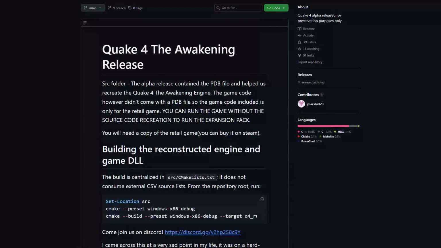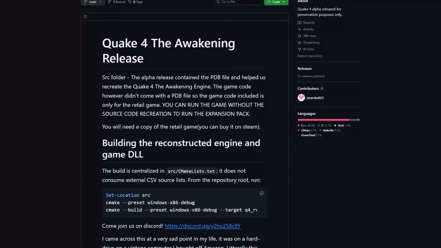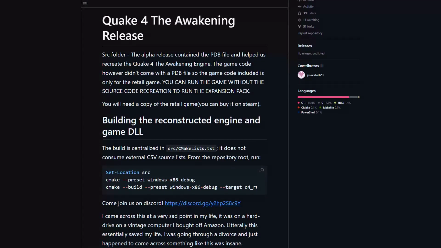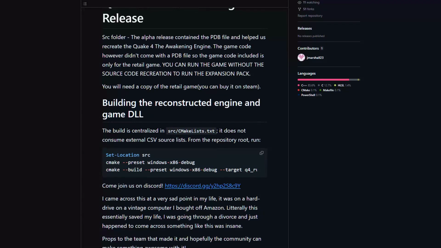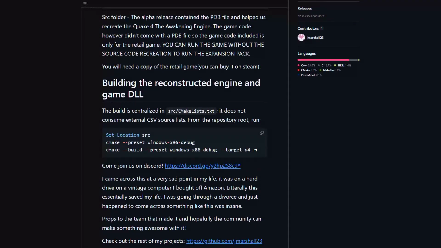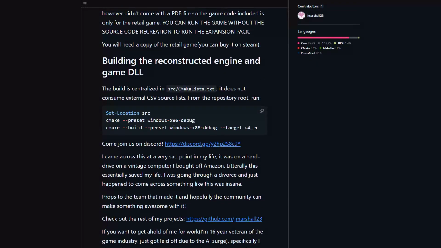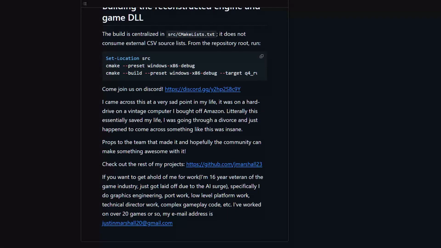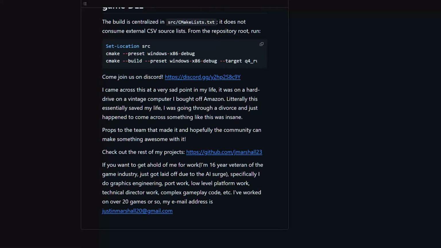Creator Justin Marshall, a 16-year game industry veteran known as Ice Cold Duke, stumbled across these files on an Amazon vintage PC purchase during a pivotal moment in his life. The Alpha hard drive contained invaluable PDB files, enabling him to systematically reconstruct the engine binaries into GPL C++ source code. While you still need a copy of Retail Quake 4 to run the assets, this project gives developers full access to the underlying runtime architecture.